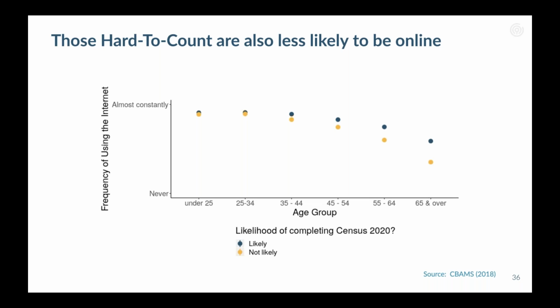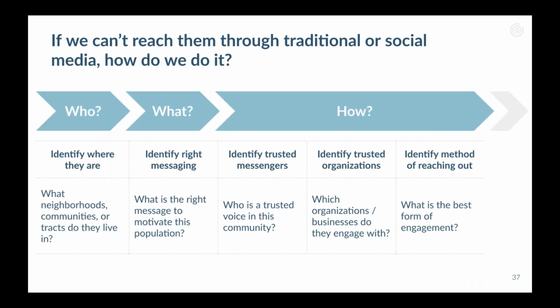In general, what we can gather from these insights from the CBAN study is that there is a real need for a multi-channel campaign to be able to reach all these different groups. So if we can't reach people through traditional or social media, then how do we do it?